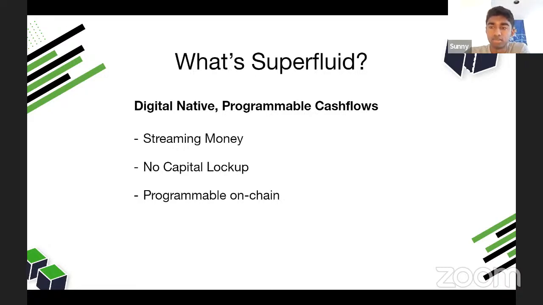So tokens are literally moving from your account to another one. It's not like they're being vested away and you have to claim them. This is literally integrated into the balance of these tokens, and so there's no capital lockup. There's no need to withdraw them from some sort of intermediary contract. And these cash flows are programmable and they're on chain, so you can completely view them. You can integrate them into different applications. They're very flexible.